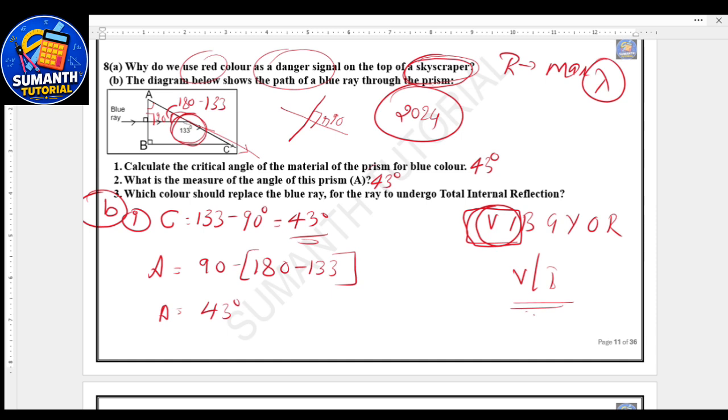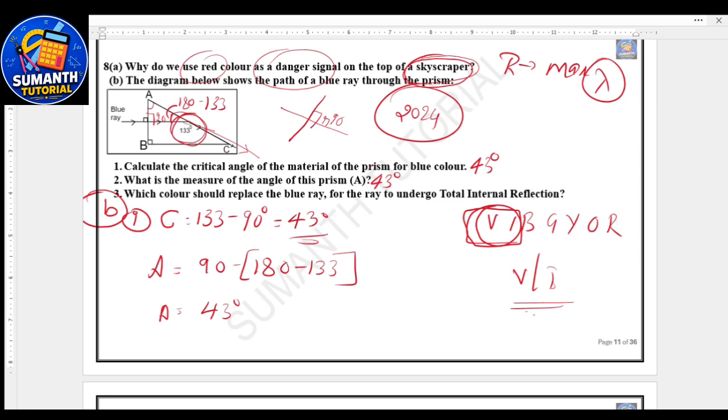Few things that you should know. One is the concept of critical angle. In a critical angle, angle of refraction is 90 degree. That's it. So it is 133 minus 90, that is 43. Then obviously the sum of three angles of the prism is 180 degree. So 180 minus 133 will get 43.